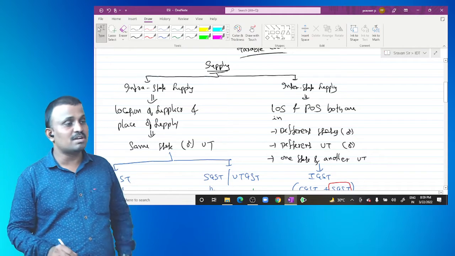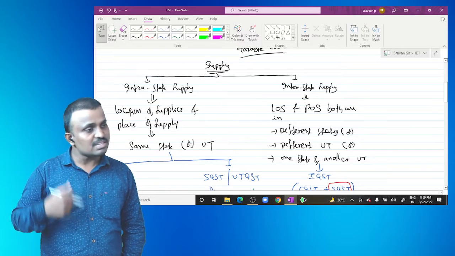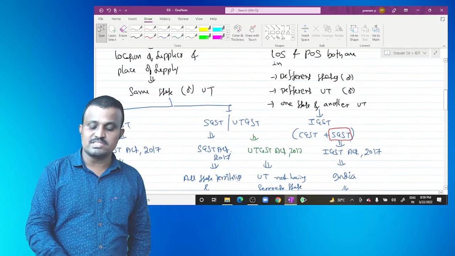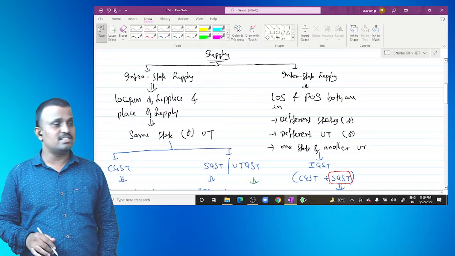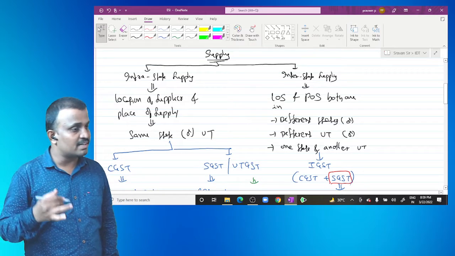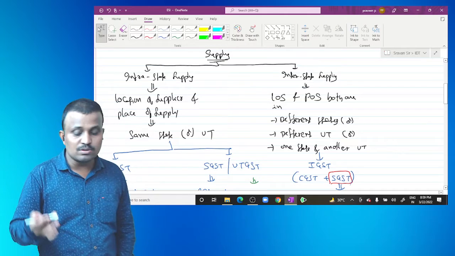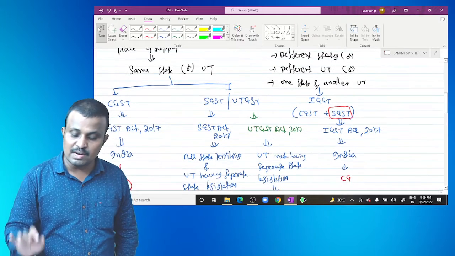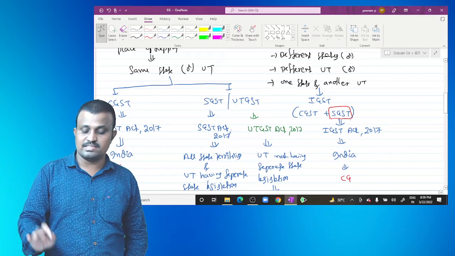If the location of the supplier and the place of supply are both in the same state or the same union territory, it is said to be intra-state supply and is liable for CGST or SGST or UTGST. And interstate supply is where the location of the supplier and the place of supply are in different states, or in different union territories, or in one state and another union territory. That is liable for what? IGST. IGST stands for CGST plus SGST.